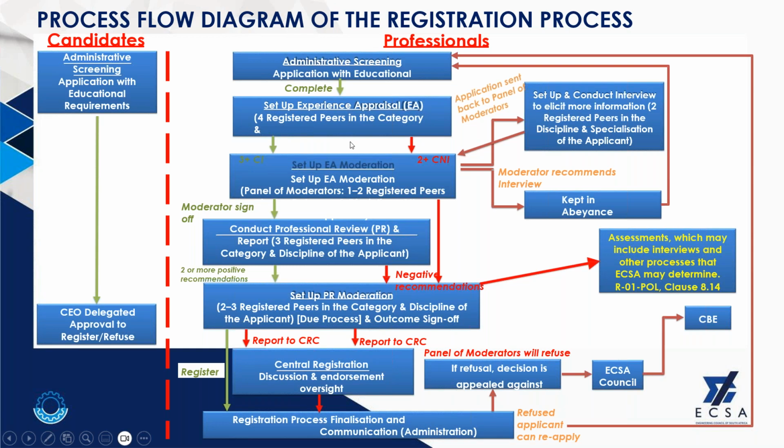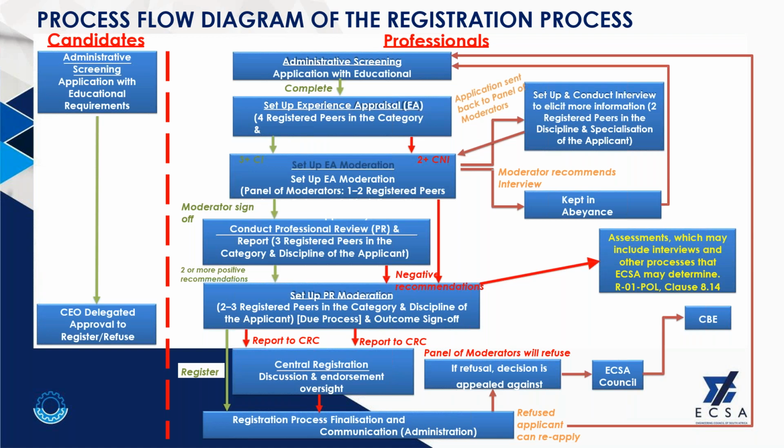On this particular stage of EA, ECSA might require you to come through for interviews so that you can clarify certain outcomes that you were found incompetent in while your application is in process. And then this here is the professional review interview. This is compulsory for everyone who wants to become registered. You are expected to give a presentation and sit with 3 registered peers so that you can demonstrate to them that you are competent to be registered.